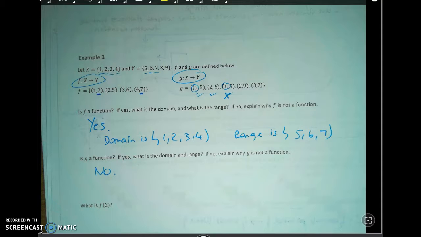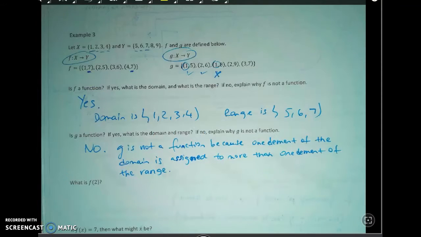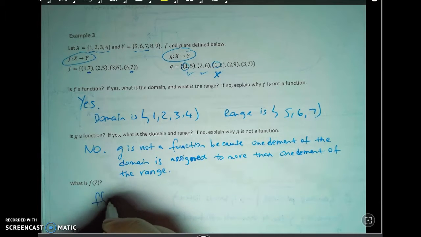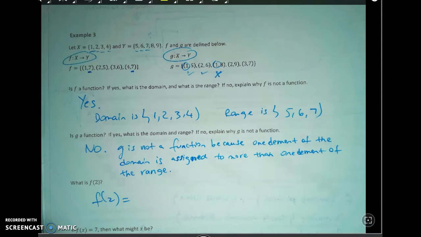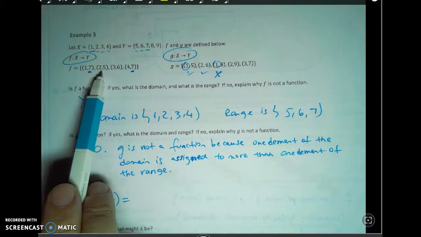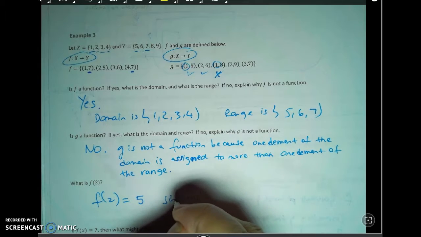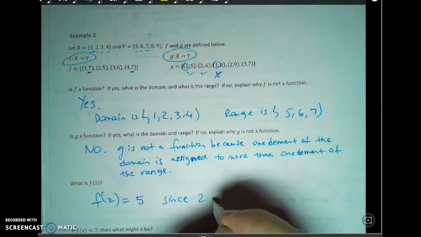It's not a function because an element of the domain is assigned to more than one element of the range. Okay, so if g is not a function, we're not going to have a domain or a range. So then what is the f of 2? Since f is a function, we can actually find the f of 2, which is 5, since 2 is matched to 5.